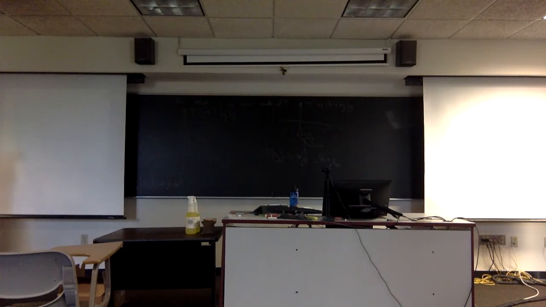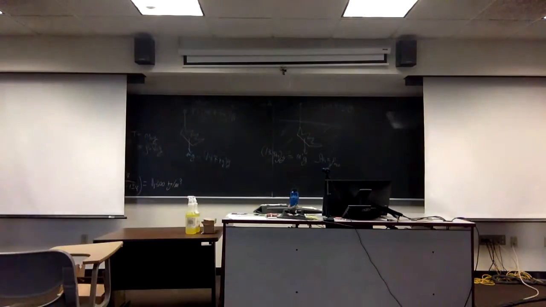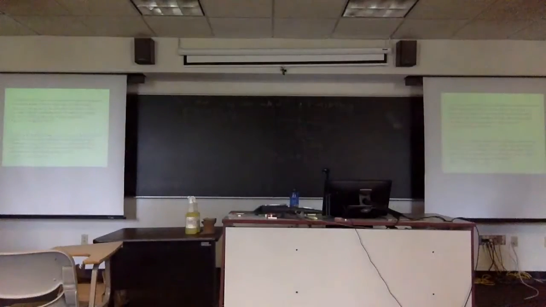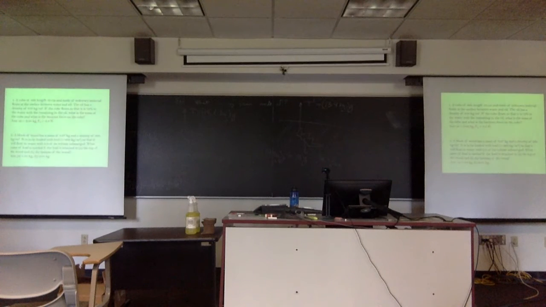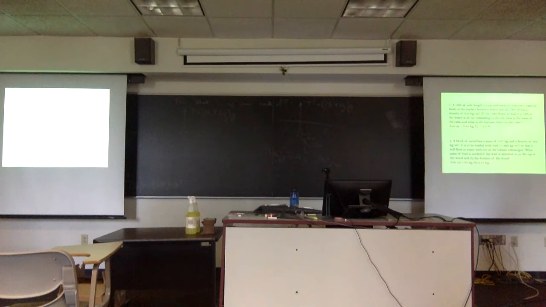So the first one says that we have a cube of side length 10 centimeters made of an unknown material that floats at the surface between water and oil. So basically what happens is oil has a lower density than that of water, so we know based off of Archimedes' principle it has to float on top of the water. That's what we talked about yesterday.